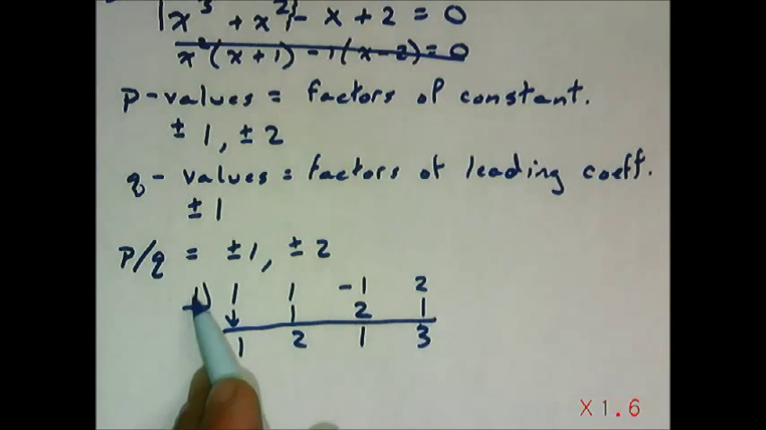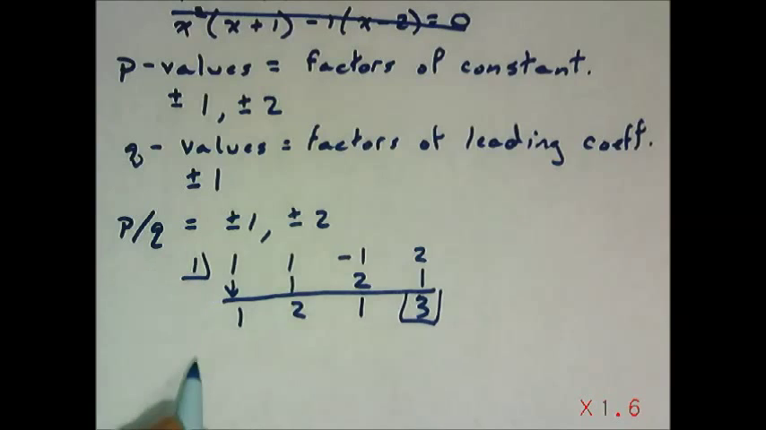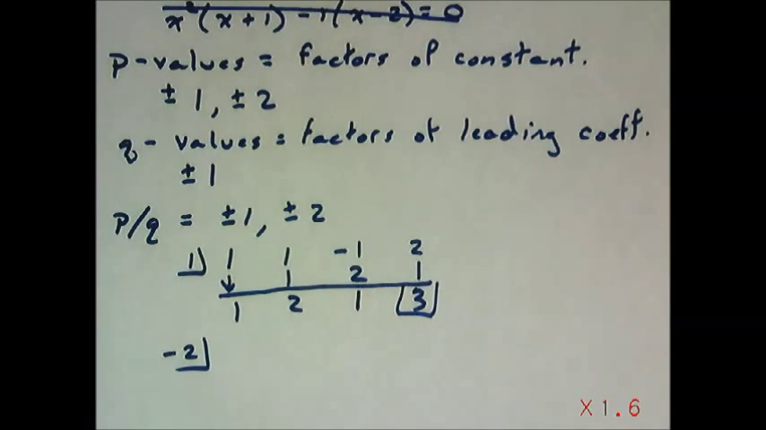Remember, for this to be a factor or a 0, our remainder has to be 0. In this case, we get 3 out. So 1 is not going to work for us. Let's go ahead and skip ahead and look at negative 2. If I plug in negative 2, I get 1, 1, negative 1, 2 as my coefficients.